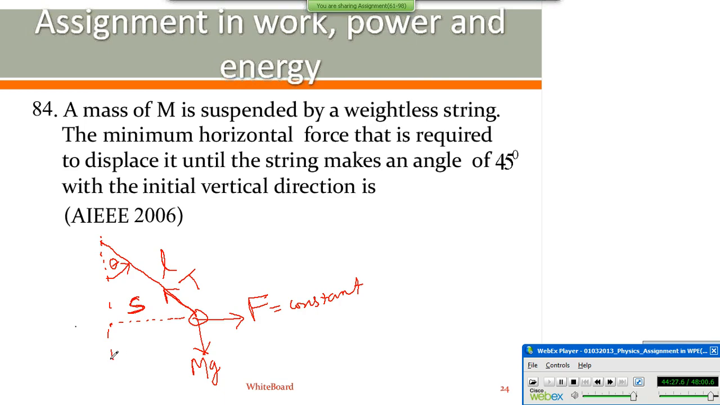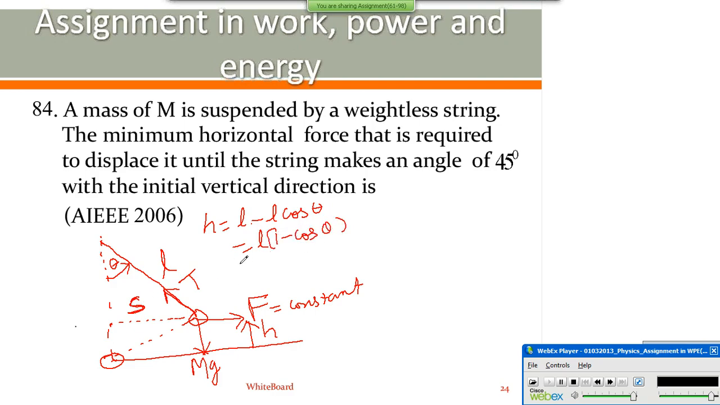So here the vertical height through which the mass rises as it moves from the lowest position to the position where the string makes an angle theta is denoted by h. As I discussed in the past, h can be written as L minus L cos theta, or L into 1 minus cos theta. And from the figure you can write sin theta equal to S by L. So S, the magnitude of horizontal displacement, you can write as L sin theta.